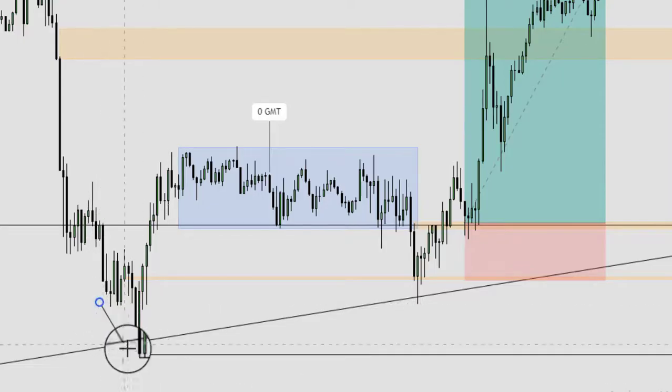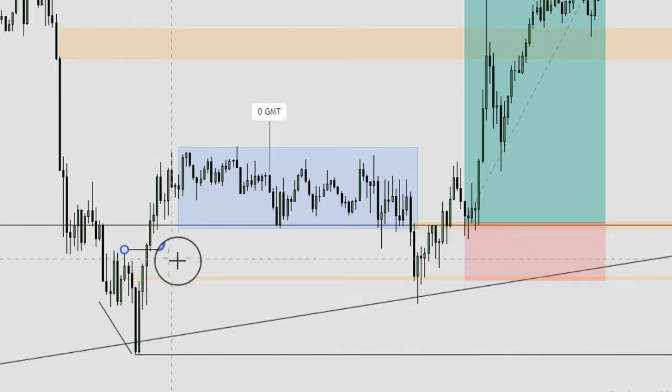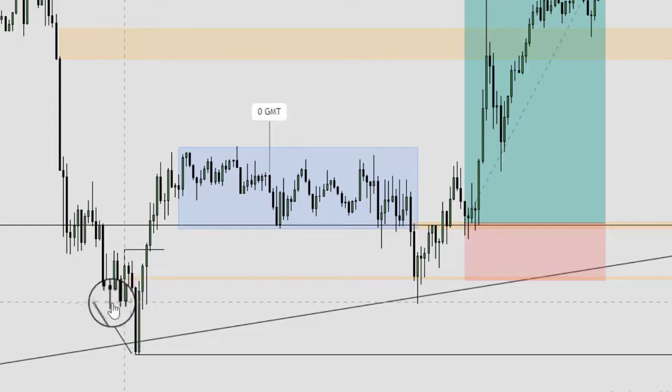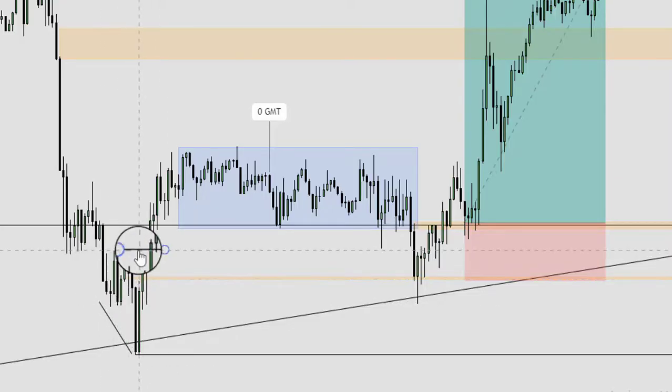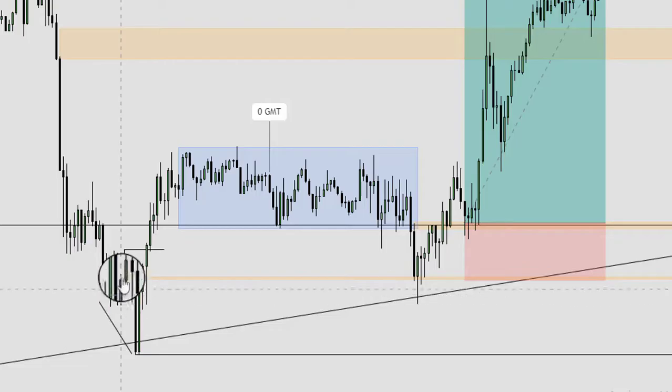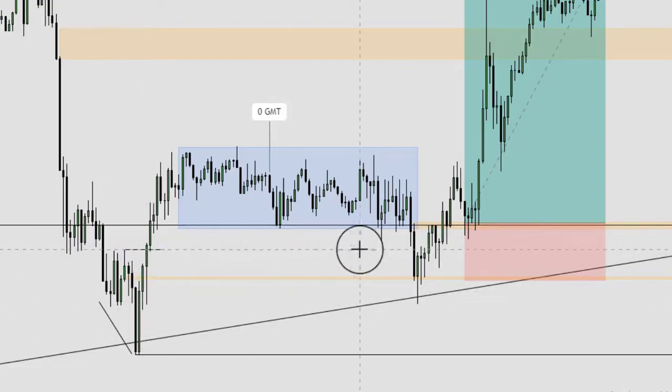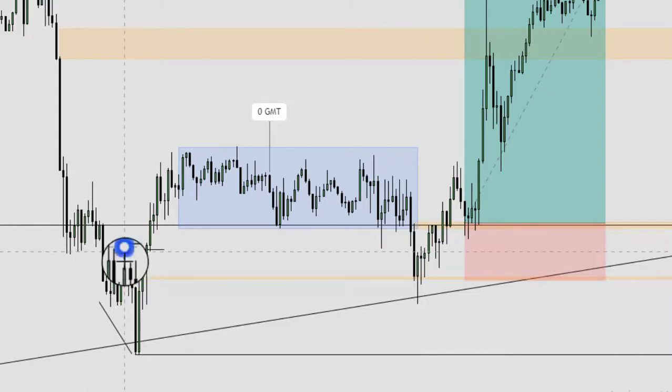Okay, so why is this a breaker block? Because we see price formed a lower low and broke structure to the upside. Okay, so liquidity taken on two sides is the breaker block. Price formed a lower low, price broke structure to the upside. So all of this bullish candle that was violated here is that breaker block. So you can see price traded into the breaker block here.